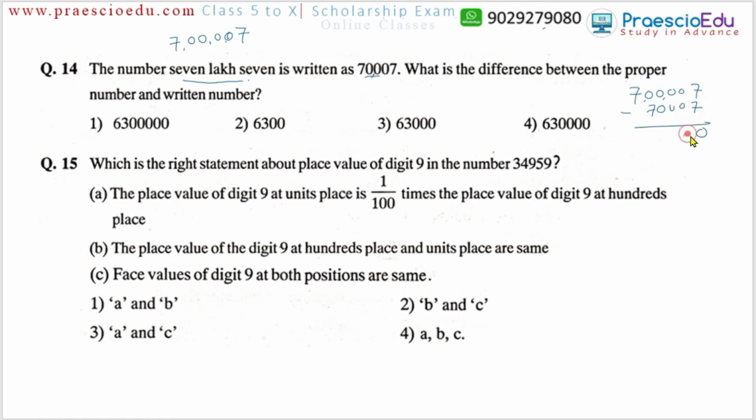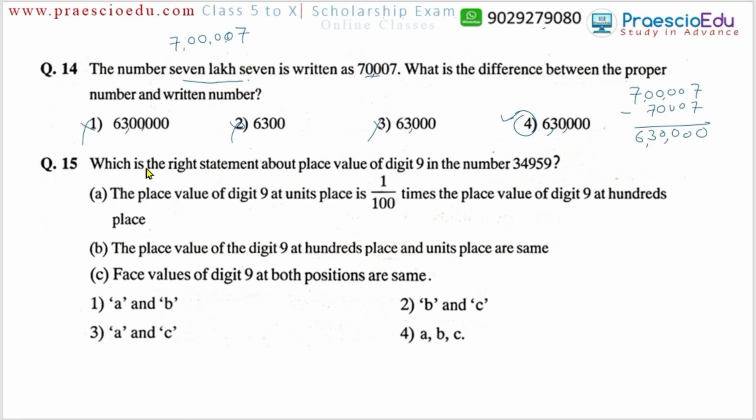Okay, if you calculate the subtraction here, the answer is 6,30,000. So 6,30,000. The other options, 63 lakhs and 63,000, are not possible. So 6,30,000, option number 4 is the correct one.